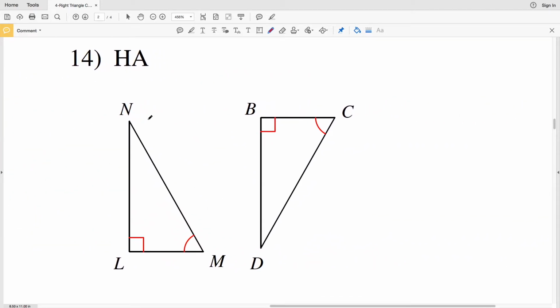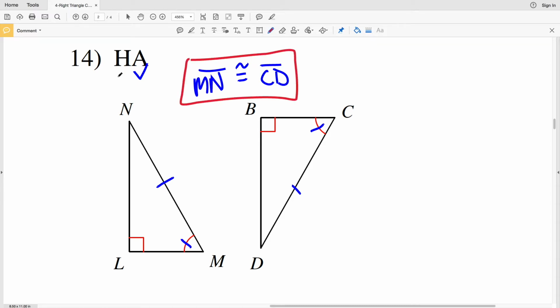In number 14, we have HA, which is hypotenuse-angle. We're already given that angle C is congruent to angle M, so our angle is taken care of. That means we just need the hypotenuses to be congruent. Our hypotenuse in this first triangle is MN, so MN is going to be congruent to our other hypotenuse in our second triangle, which is CD. MN is congruent to CD is the solution in number 14.